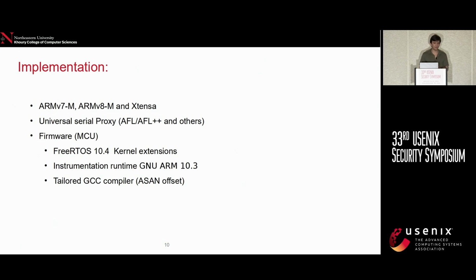For the firmware, we use FreeRTOS with some kernel extensions. For the instrumentation, we also use GNU Arm 10.3, which is open source. So we modified the runtime a little bit, and also tailored the GCC compiler for the ASAN offset that I talked about earlier.